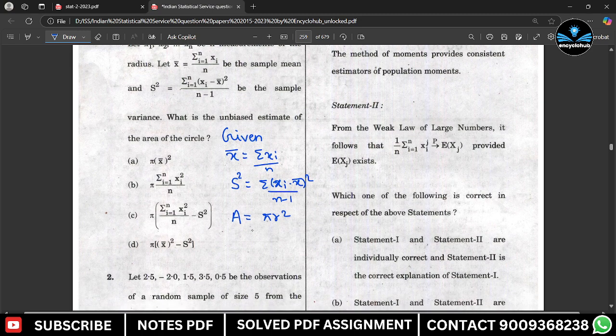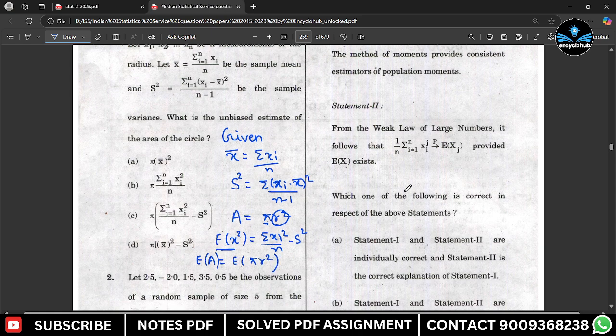Now, if we want to find the unbiased estimator of this pi r square, we know that pi is a constant term but r is a variable, so we can find the unbiased estimator of r square. In statistics, there is a term x square, which is similar to r square. This is an important result of statistics. So x square is similar to r square, because we are finding the expectation of the area, and we have pi r square.